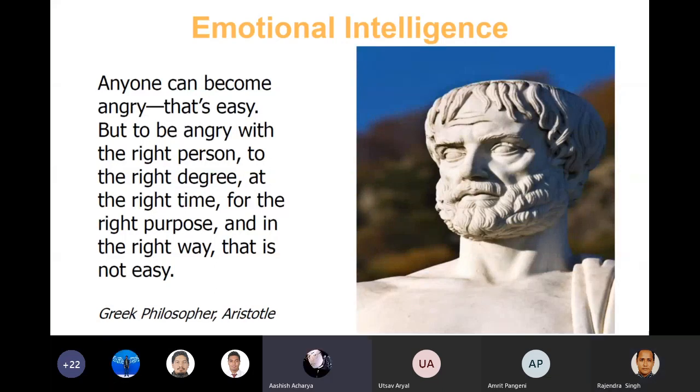Emotional intelligence. Anyone can become angry, that's easy. But to be angry with the right person, to the right degree, at the right time, for the right purpose, and in the right way, that is not easy. So you get the idea, right? We all get angry at some point in our life. Even today, if you consciously observe yourself, you may feel angry for some reason. But to be able to be angry with all these attributes, that is not easy, right?